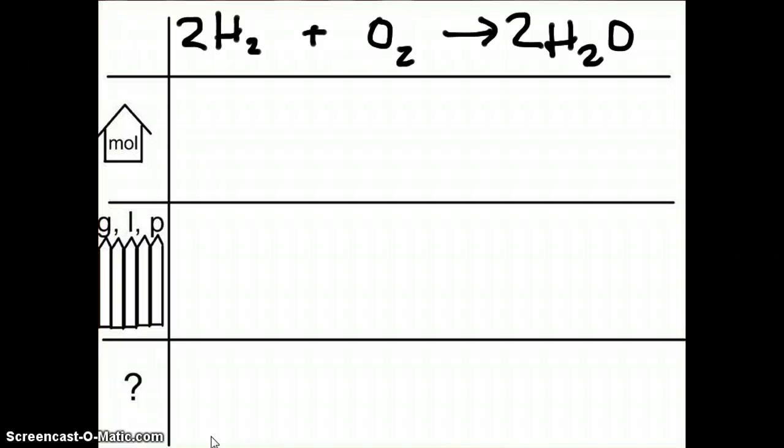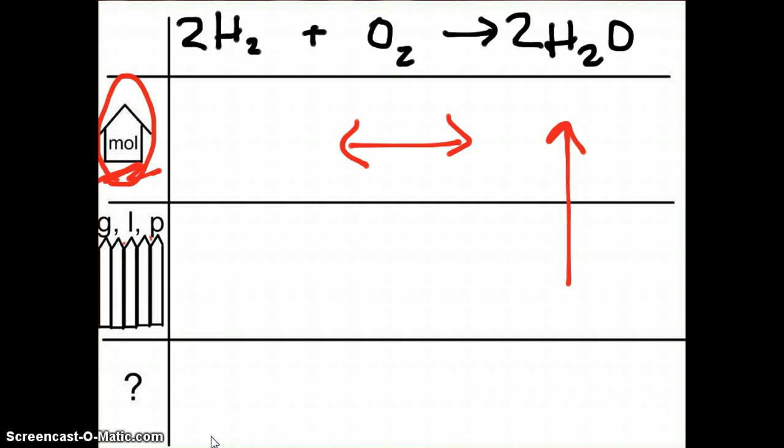Now over here, I would like to draw your attention to this house with moles. Now this means that this is the house in Karate Kid, and meaning that we can go from side to side, but we have to be in the unit of the mole. Okay, so we can move side to side here. Now down here we have the fence from Karate Kid, which is grams, liters, or particles. And we can put grams or liters or particles in this row, but we can't move from one side to the other the way that we can on the house. Because remember, the house was side to side, the fence is up and down, right?